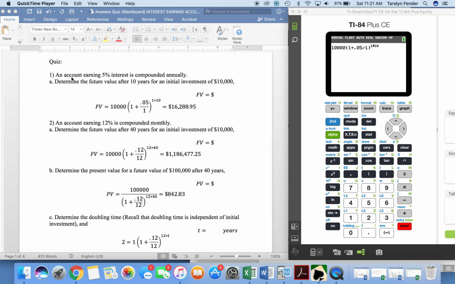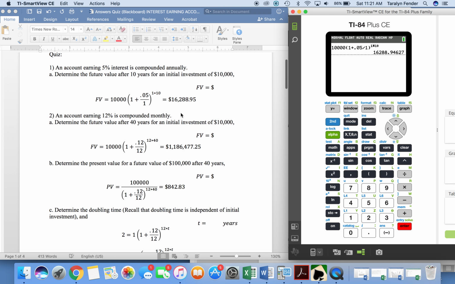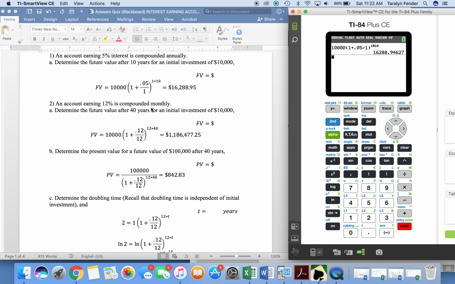An interest account earning 5% interest is compounded annually. And we plug this into the calculator as 10,000 times (1 plus 0.05 divided by 1), where 1 is the number of times compounded per year, raised to the power of 10, the number of years. Plug it in exactly as I have it there. If you do not have a box like I had, you have to put parentheses around the exponent. Press enter, and you should get 16,288.95 when you round.